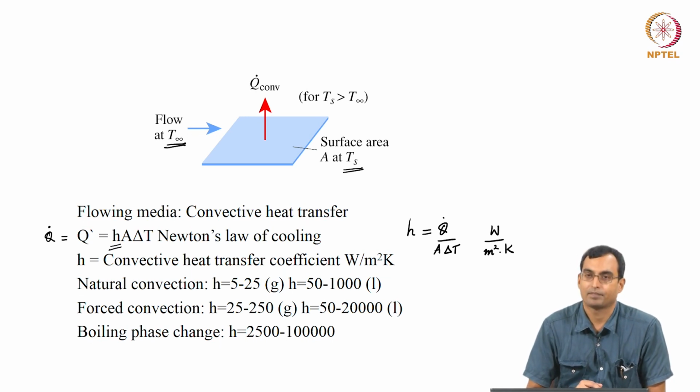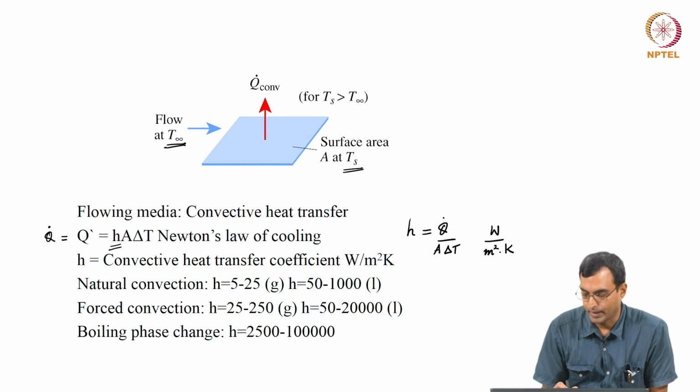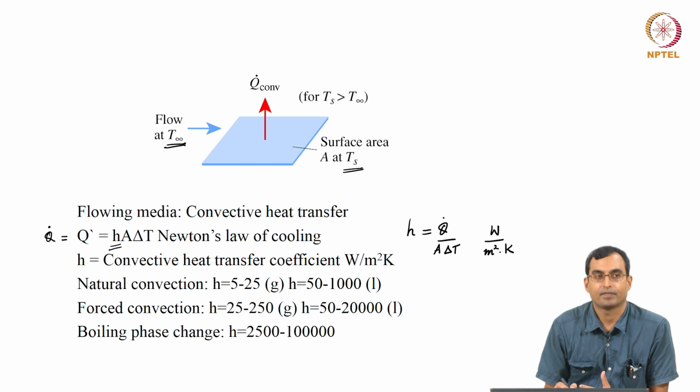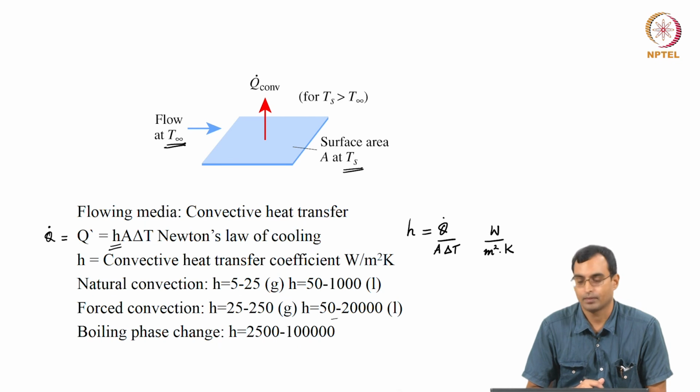If we now have a fan to blow the air or the liquid over this plate, we can get much higher rates of heat transfer. So, we see that we can get a rate of about 25 to 250 watts per meter square Kelvin in case of gases, and we can get much more, about 20,000 watt per meter square Kelvin in the case of liquids. And we see even higher rates of heat transfer when we have a phase change.